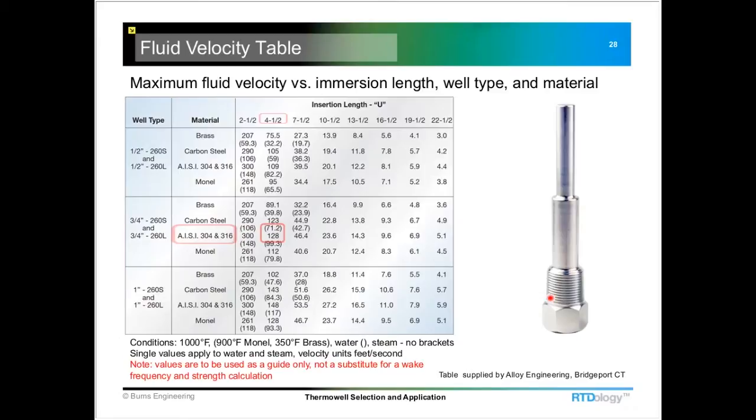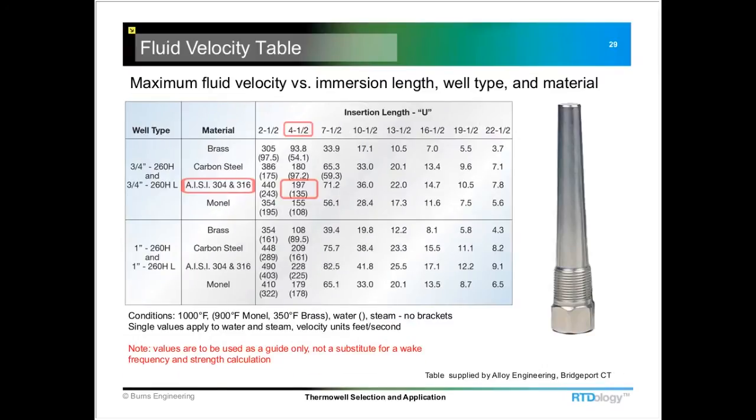And I've highlighted a couple numbers here just to compare it to a tapered stem. This is the stepped stem, and I'm looking at the unbracketed number here, which is 128 feet per second. So this would be typical for like steam, and 71.2 feet per second for use in water at 4.5-inch immersion length. And this would be the 3/4-inch NPT threaded connection, and either in 304 or 316 stainless steel. So there's a lot of different variables that come into play here.